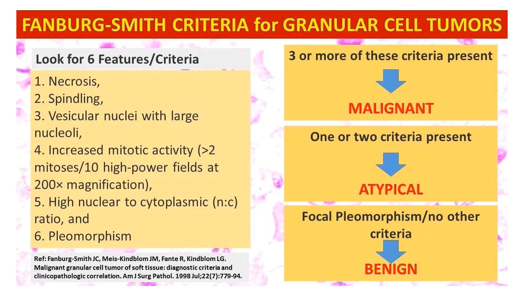If you get 3 or more of these criteria, you will call this granular cell tumor as malignant. If 1 or 2 criteria are present, it is an atypical granular cell tumor. If none of these criteria are present, this is a benign granular cell tumor.